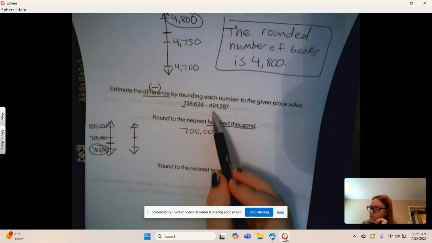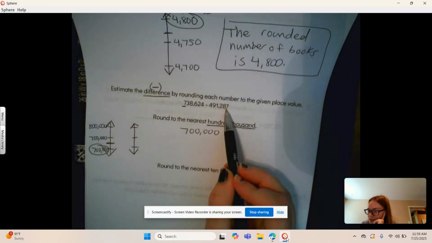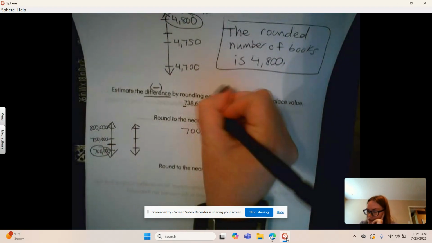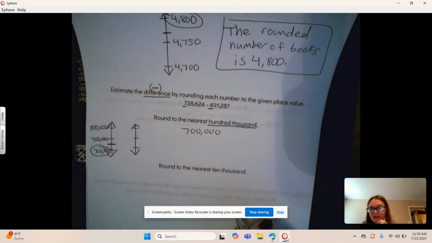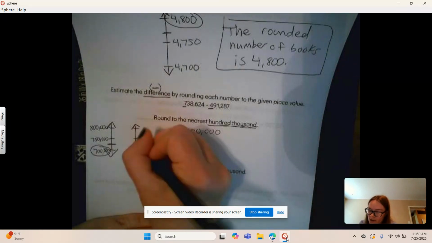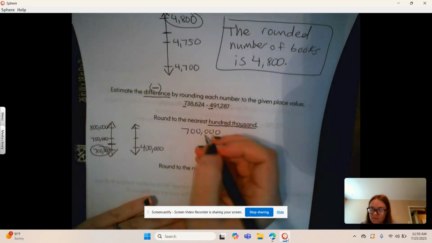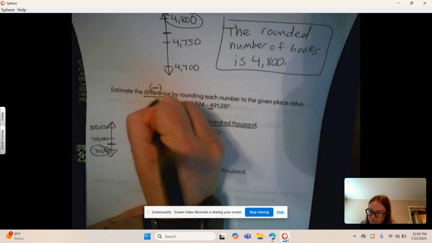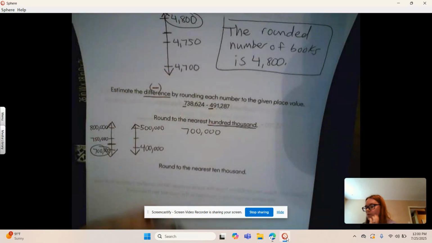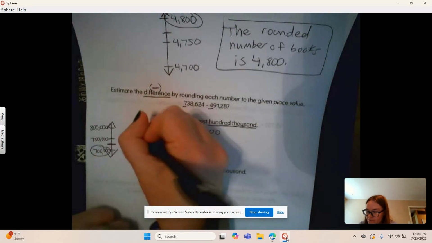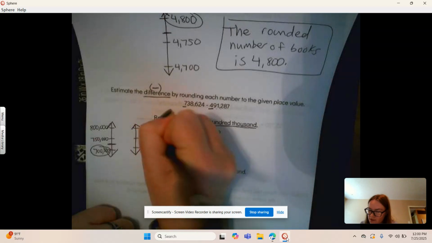Okay, now we have 491,287. Let's go ahead and underline our 100,000s place. Is there anything to the left? No, so we're just looking at that 4. So how many 100,000s are in this number? 400,000. What's the next 100,000? 500,000. And what number is the midpoint between 400,000 and 500,000? 450,000, good.